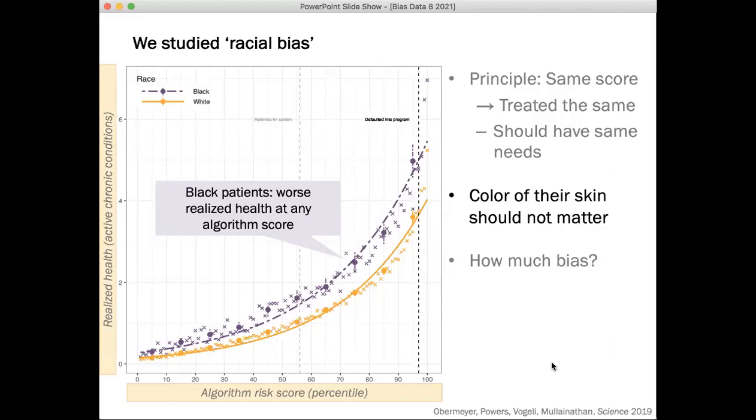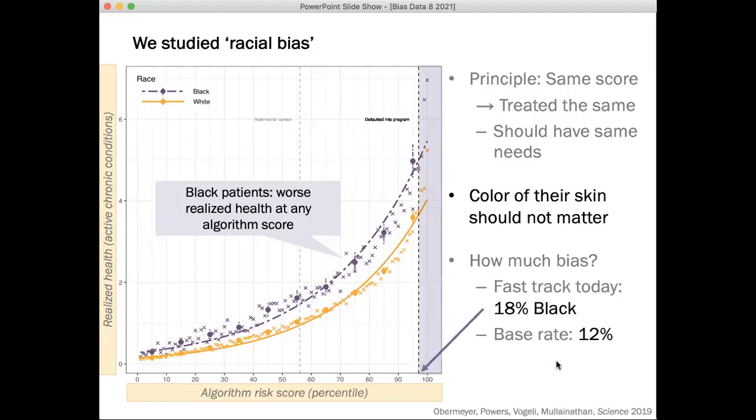How much bias is there? It's not immediately obvious from this graph. So let me just give you one statistic to tell you the scale of this. Let's just look at that fast track, that 2% of people with the highest risk scores who get prioritized into this program. When we studied this program and this algorithm, that fast track was 18% Black. And you might look at that number and think, oh, that's actually pretty good, because only 12% of patients in the whole population are Black. So actually, the algorithm is overrepresenting Black patients by 50% in the high priority group.